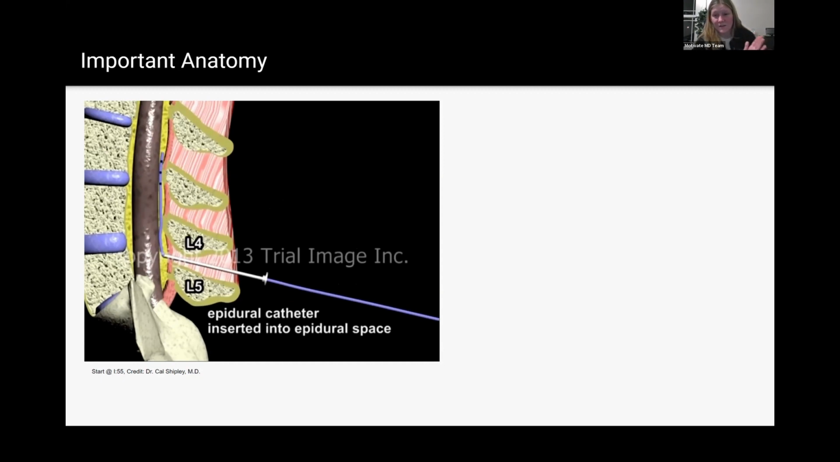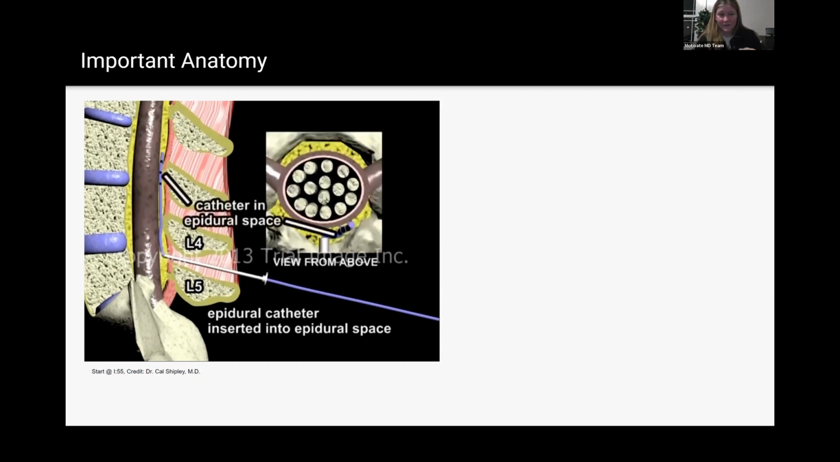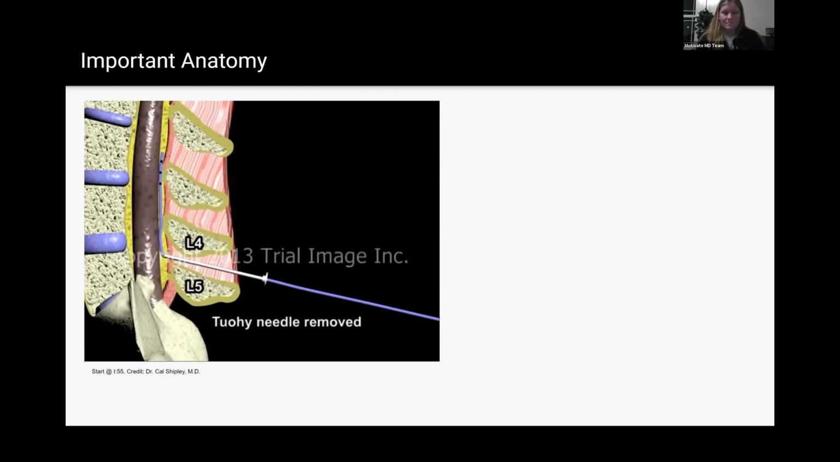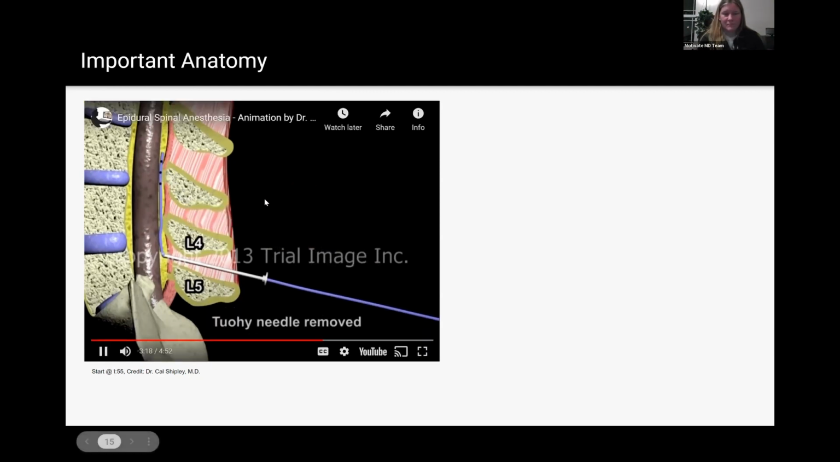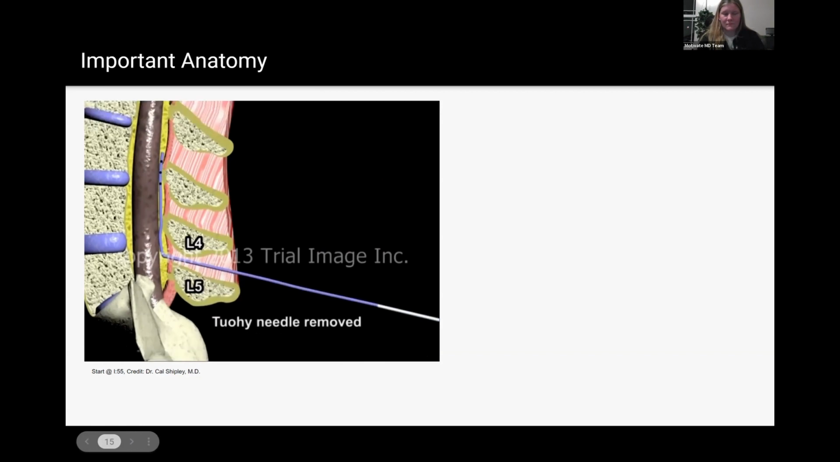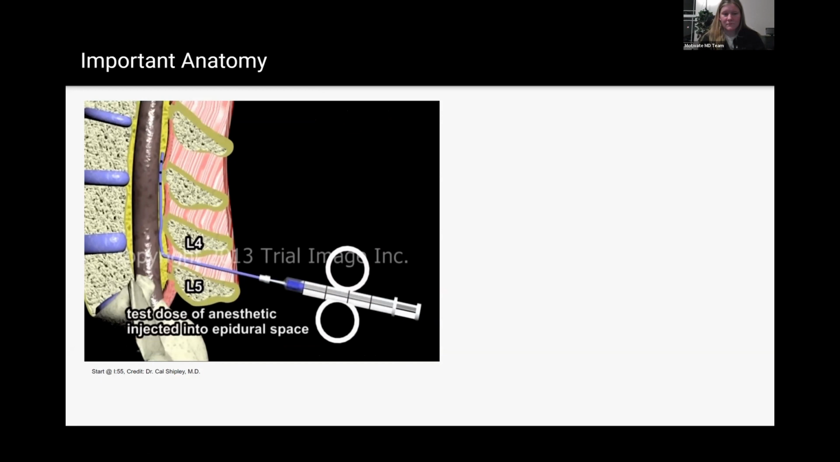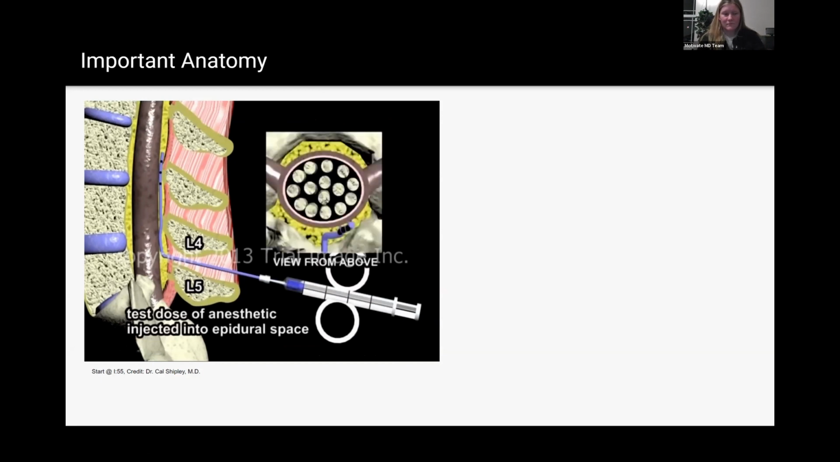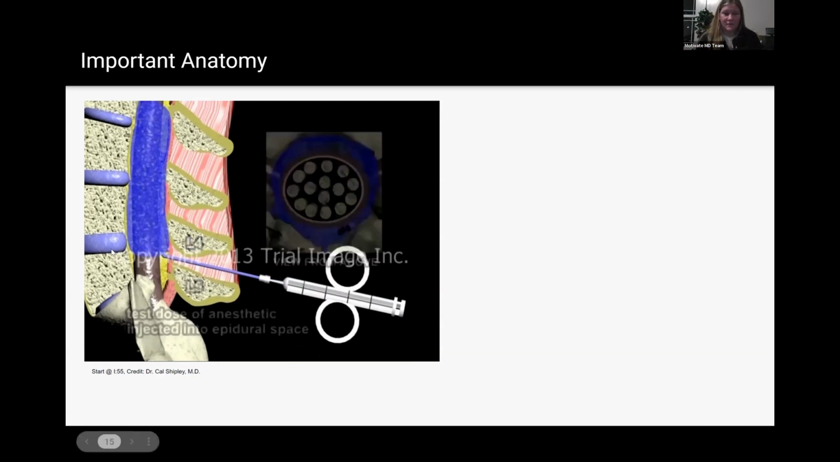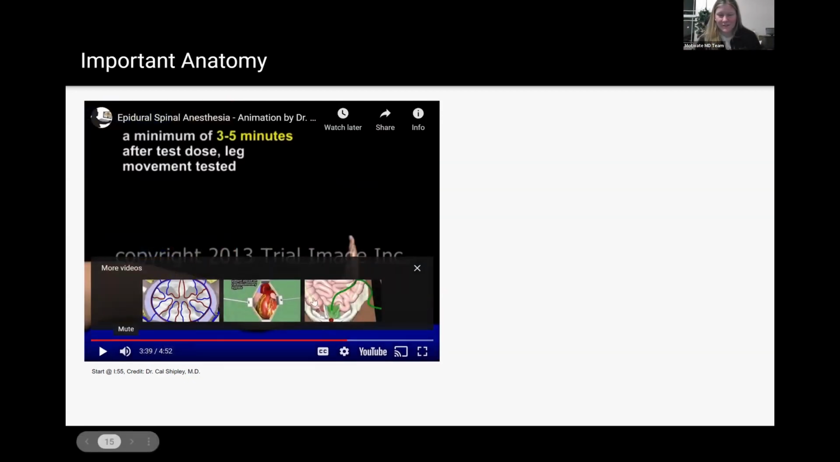So again, we're not crossing into the actual spinal cord here. And there's a cross section for you to see as well. It's going on the outside of it for the epidural. The Tuohy needle is then removed. To ensure that the catheter is properly placed in the epidural space and not within the dura and arachnoid coverings, a syringe containing a small dose of anesthetic, typically lidocaine, is attached to the catheter and injected. So again, you can see it's kind of encasing it around and not going to the inside of it. So that's essentially the procedural part.